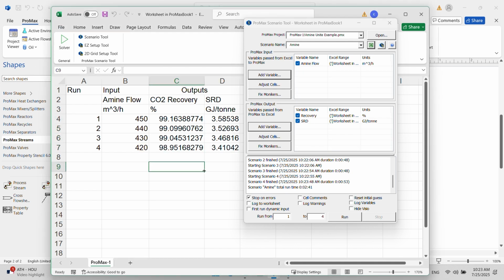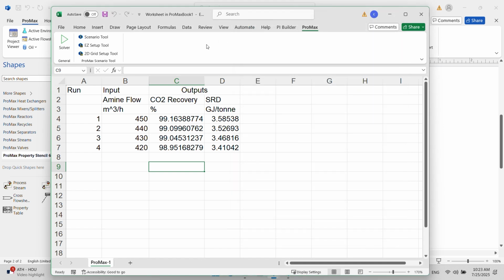All right, so you see it finished. It's giving me how much time it took, and I can see the trend. Now I'm in Excel, so it's very easy to make plots the usual way you're used to making plots in Excel. You can do any type of data analysis you're used to doing in Excel.